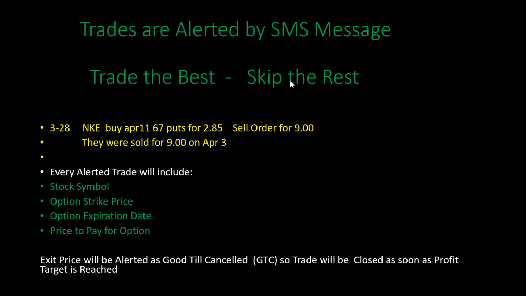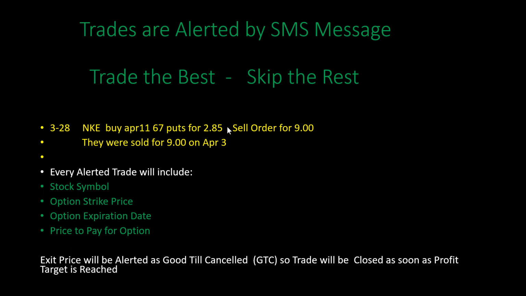All right, now I kind of want to just throw this in here. People ask me what an alert does. All right, so when you get an alert, this was the alert on Nike. You get an alert, it's going to have the date. It's going to say the symbol, Nike. It's going to tell you to buy. In this particular case, it's got to buy. This tells you the expiration date, the April 11th, 67 puts for $2.85. That's all the first alert would have said.